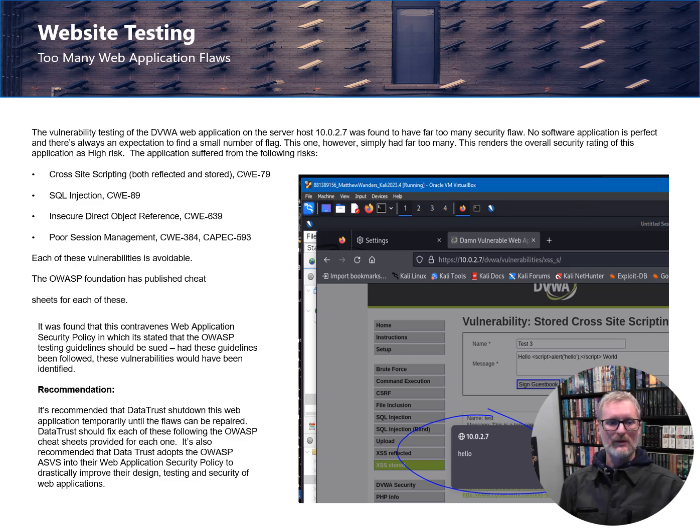We're at a great deal of risk right now. In addition to that, we want all of these flaws repaired using the cheat sheets that are provided by OWASP for each one of these flaw categories. And then we want our security application policy to be updated to do a better job of adopting the OWASP standards. I'd like us to look at the Application Security Verification Standard and look at adopting it into Data Trust policies to follow it.